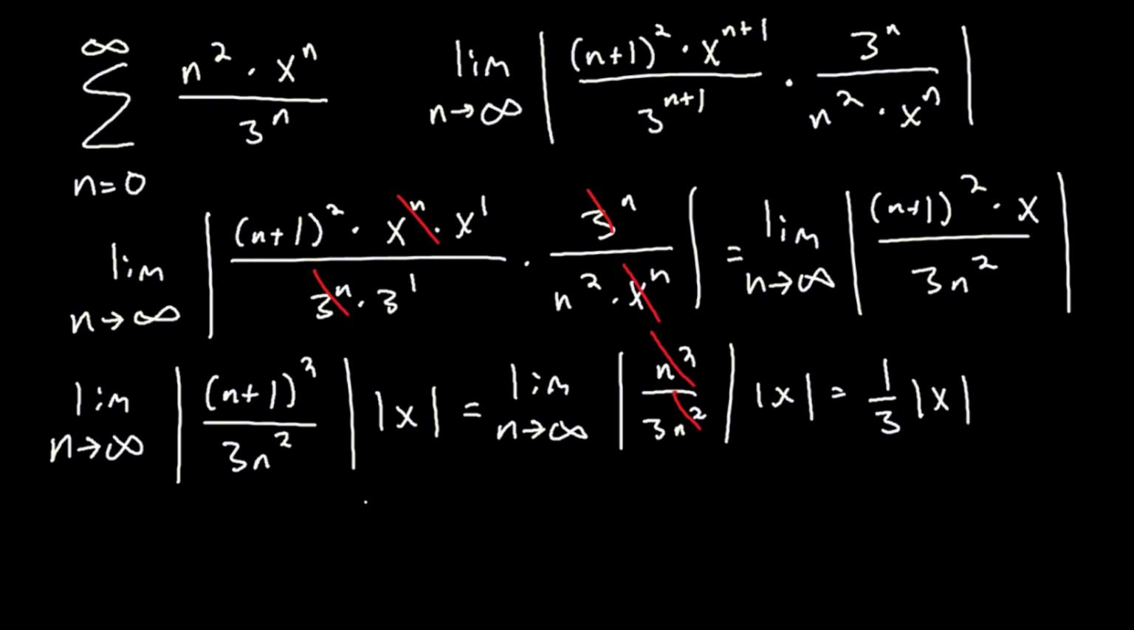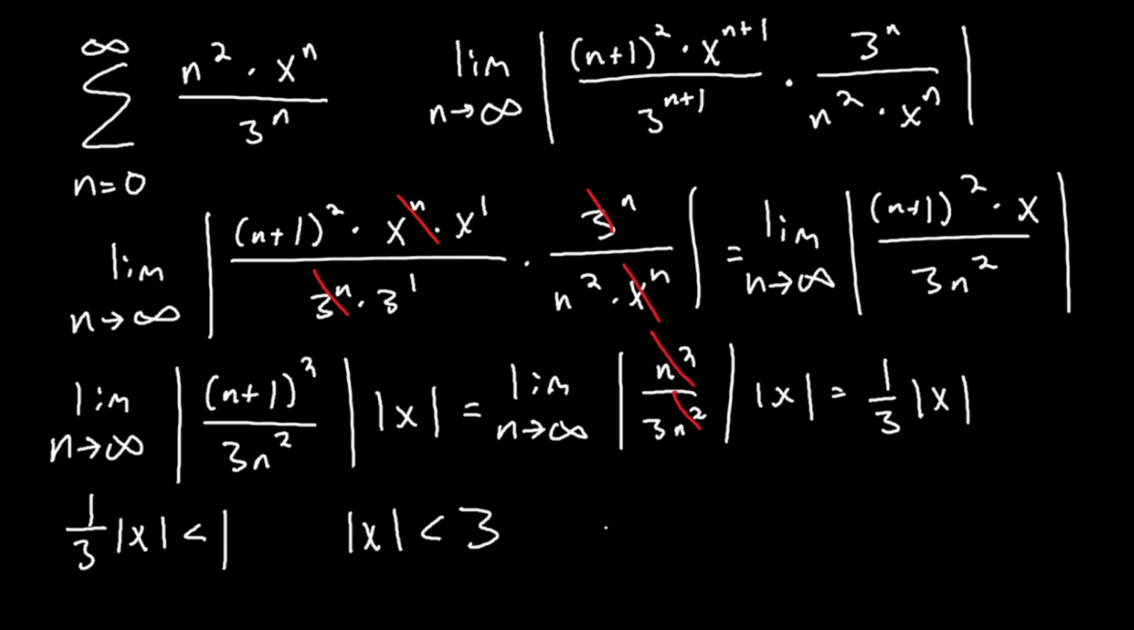Now remember the format 1 over r times the absolute value of x minus c. If you get this format, you simply need to set this less than 1. And once you set it less than 1, there you go, you will have your interval of convergence. Now we just need to evaluate a couple more things. So 1/3 multiplied by the absolute value of x is less than 1, and if we multiply by 3 on both sides of this inequality, we get the absolute value of x is less than 3.